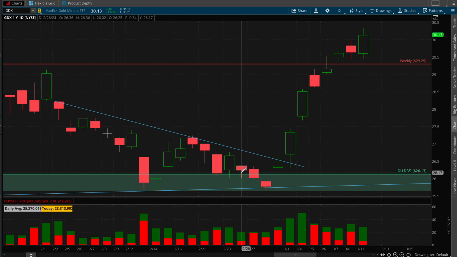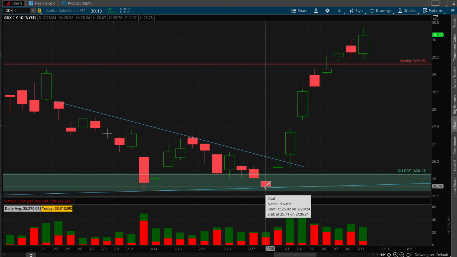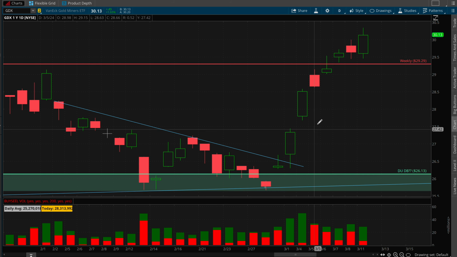And I was a little bit premature in my entry, but that's okay. I only went in half position. Waited till we got back down to my initial entry, which was this double bottom here on the trend line, and then we took off, and it was a beautiful trade from there. All right, let's go to ARK, which was the next trade.